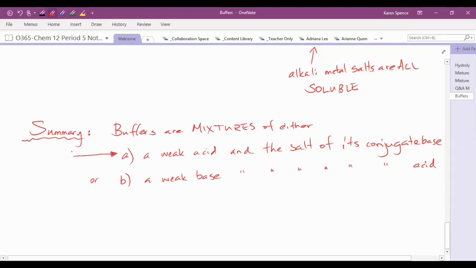This will give you what they call an acidic buffer, and it buffers at pHs less than 7. Okay, so if you want to maintain a pH fairly constant at about pH 6, you're going to use a weak acid and the salt of its conjugate base. If you want to buffer at pH 5, you're going to use a weak acid and the salt of its conjugate base. Because you're buffering at pH less than 7, you're going to use the weak acid and the salt of its conjugate base.